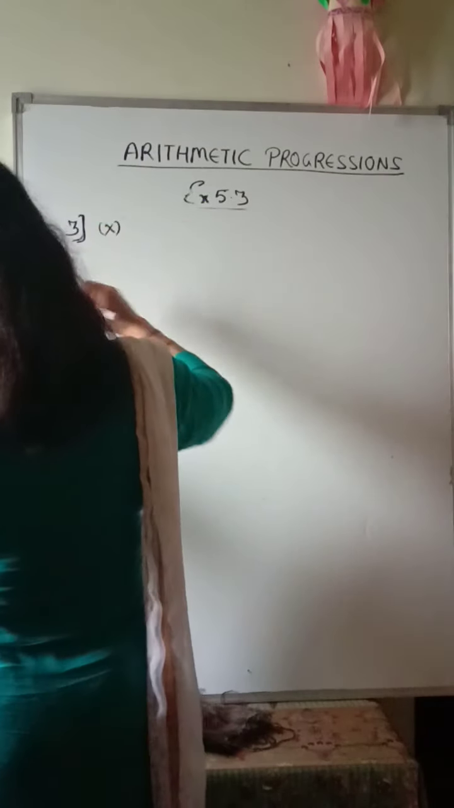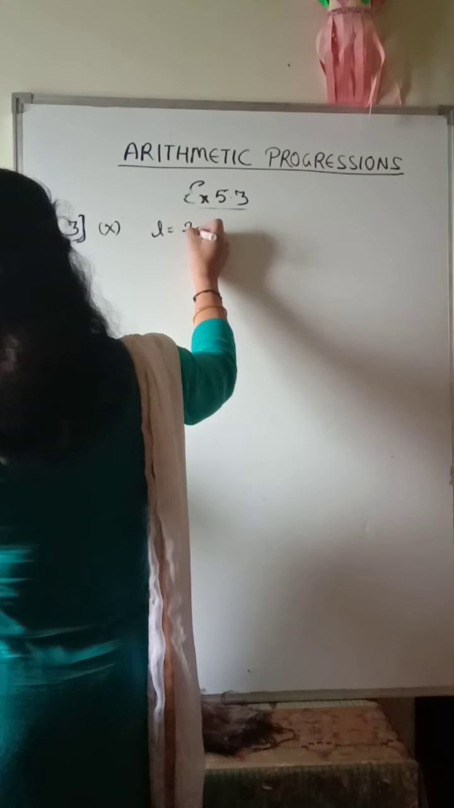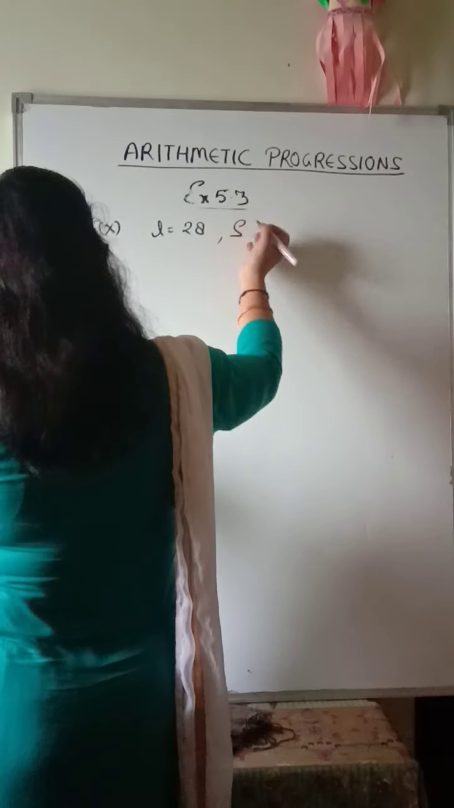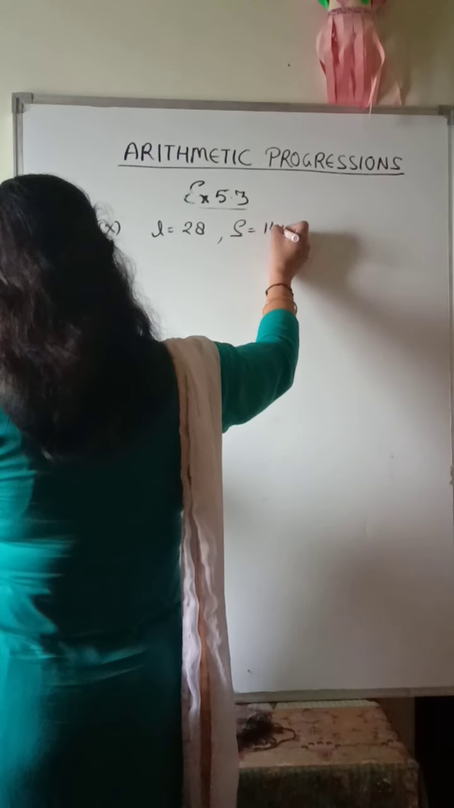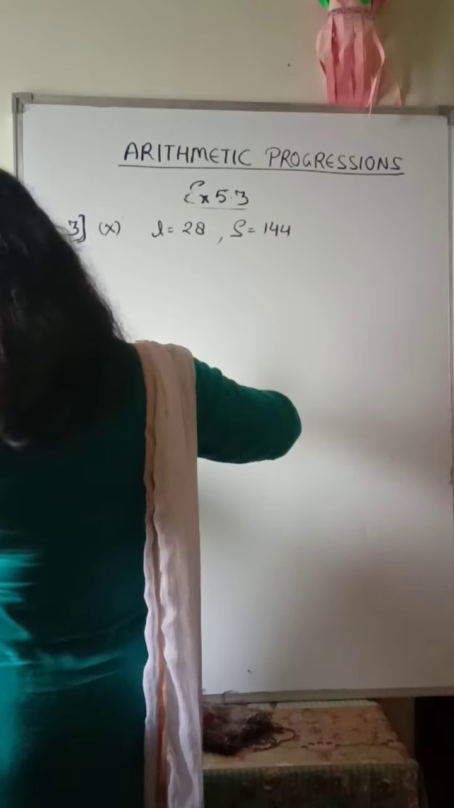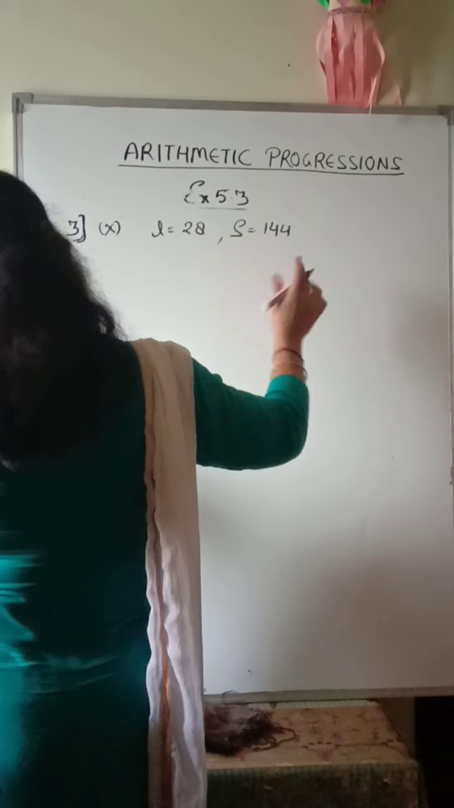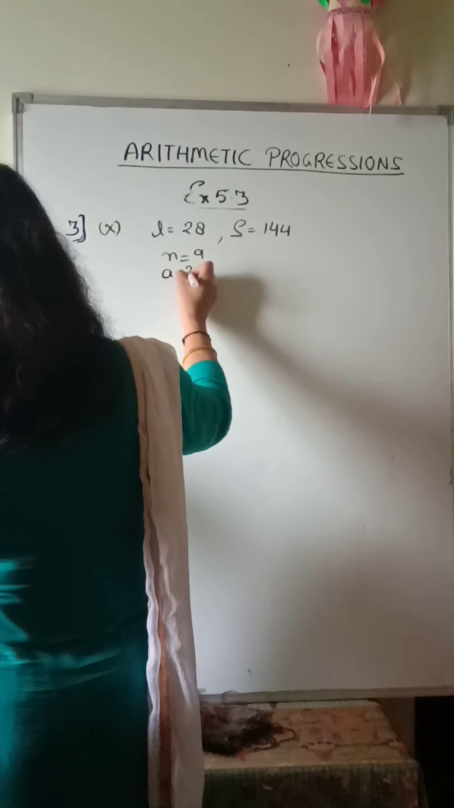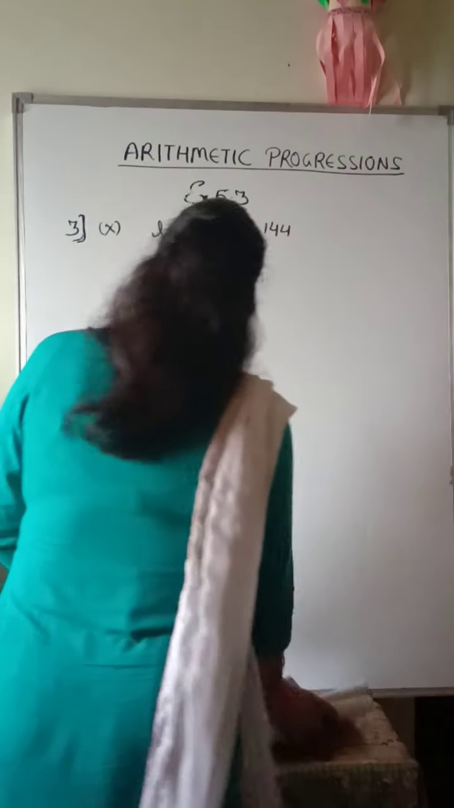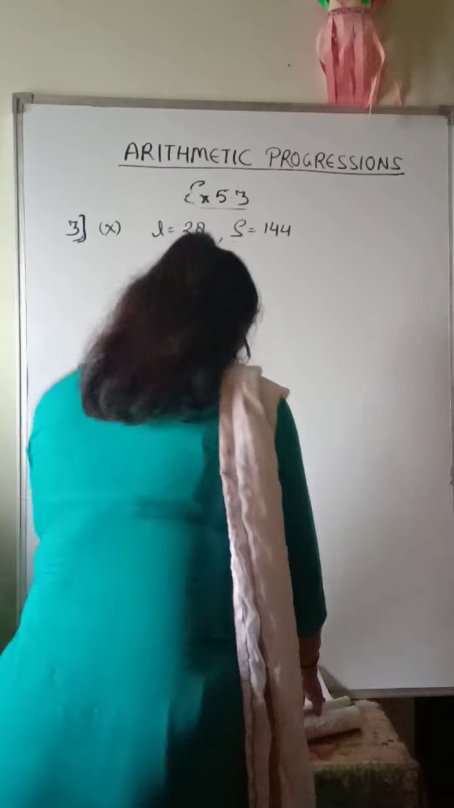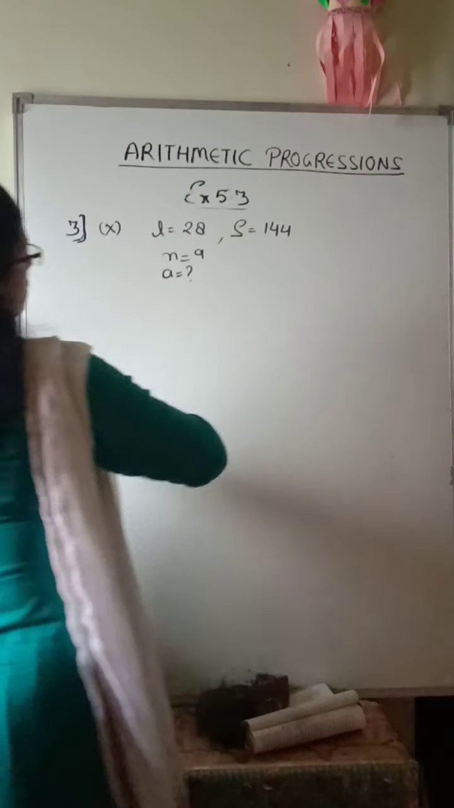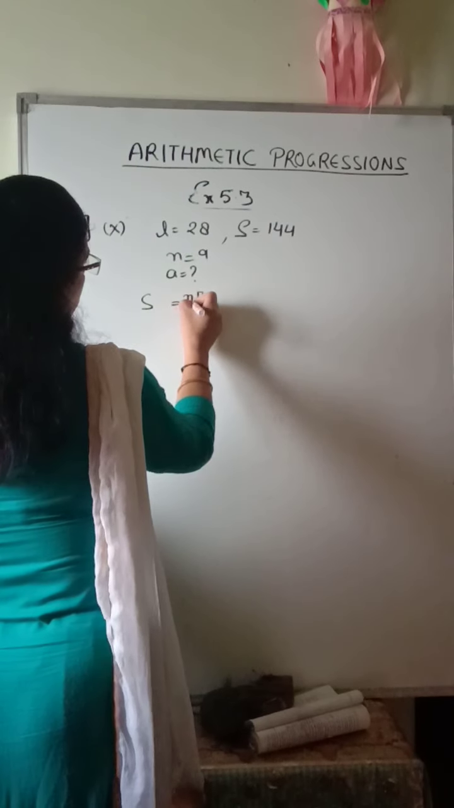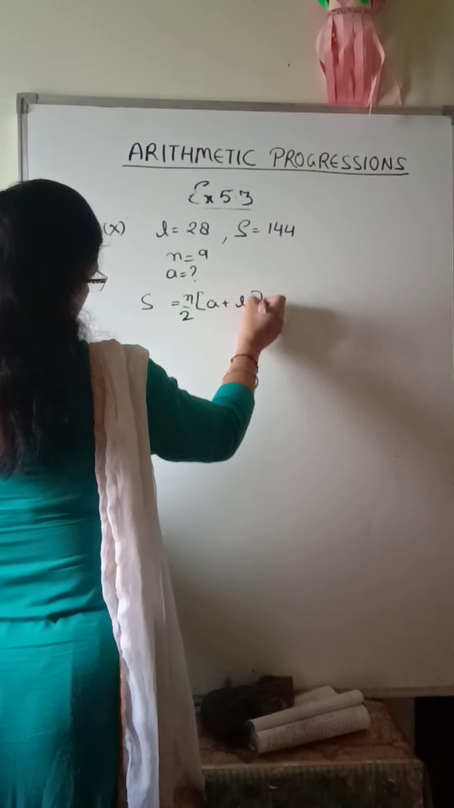Okay. 10th. n equals to 28. ये क्या है? nth term, last term. Okay. Sum of how many terms are there? n terms. That is 144. And there are total 9 terms. So n is equals to 9. Find the value of a. Okay. So what we should take? This one. So sum of n terms is equals to L is given to you, so you will take a plus L, this formula. Okay.